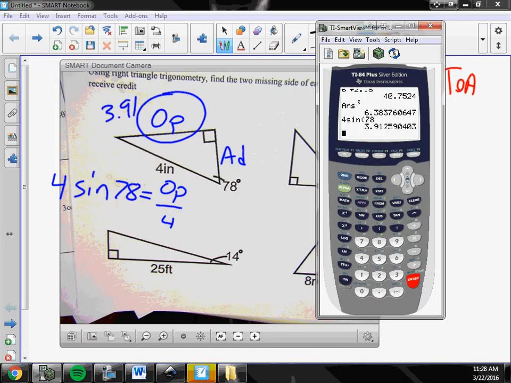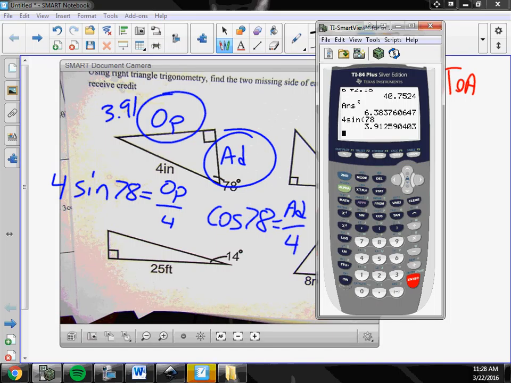Another reason why you would want to use the 4 again and not the 3.91, if you made a mistake and 3.91 is not correct, and you use it to calculate the other side, there's no way to get the right answer, unless you make 2 mistakes that cancel each other out. I guess that's theoretically possible. All right, how are we going to calculate the adjacent? Cosine. So the cosine of 78 equals adjacent over 4. Is that a switch or a multiply?